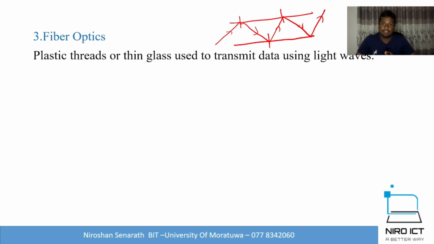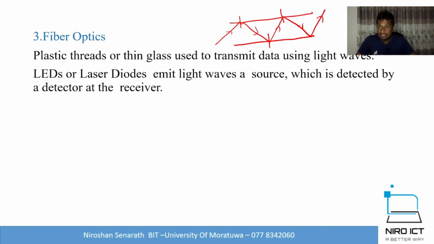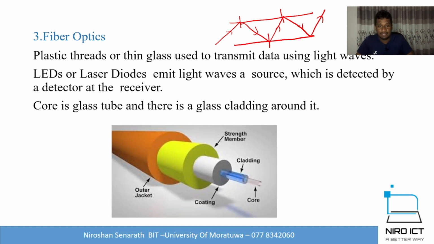Plastic threads or thin glass are used to transmit data using light waves. I'll show you what a plastic thread is. LEDs or laser diodes emit light waves as a source, which is detected by a detector at the receiver's end. It is converted into a readable format. There is a glass core tube, and there is a glass cladding around it. Then you can see this image. This is called the core. It is also a glass tube. There's a glass cladding around it, right? Other covers are there. The outer jacket is there. That's for the protection of the cable, right?